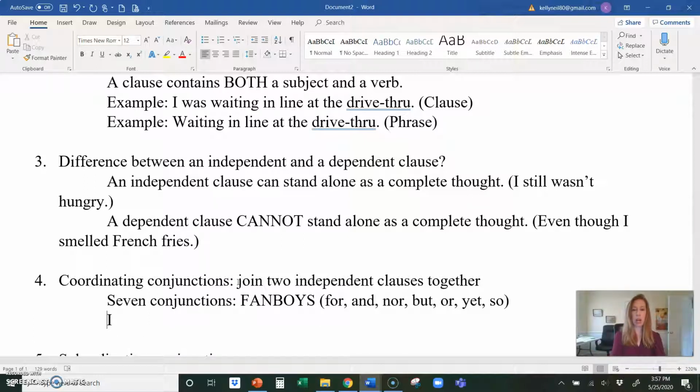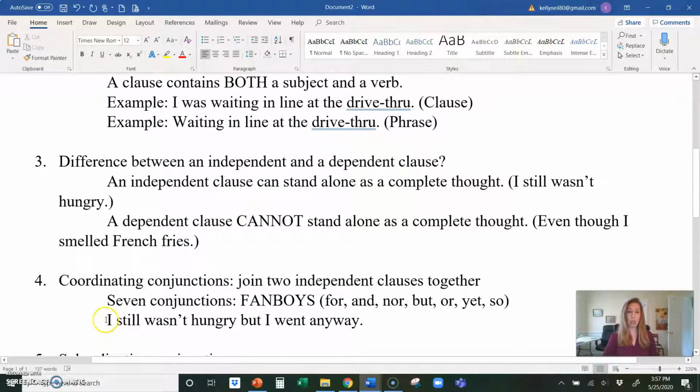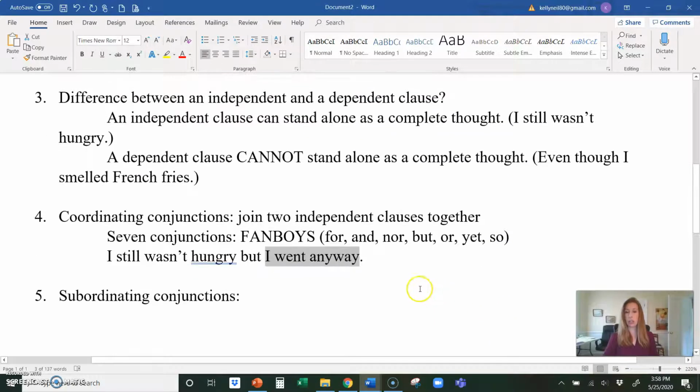So if I said, I still wasn't hungry, but I went anyway, I have 1 independent clause. I have a FANBOYS coordinating conjunction with the word but, and then a second independent clause, I went anyway. So that's one example of how we can join 2 clauses together. Make some longer sentences, more sophisticated sentences. That's good. We like that.